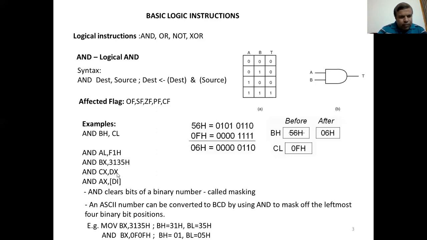And CX comma DX, word stored in CX is logically ANDed with a word stored in DX register. And AX comma DI in square brackets, word in AX register is logically ANDed with a word stored at the data segment memory location whose offset address is stored in DI register.